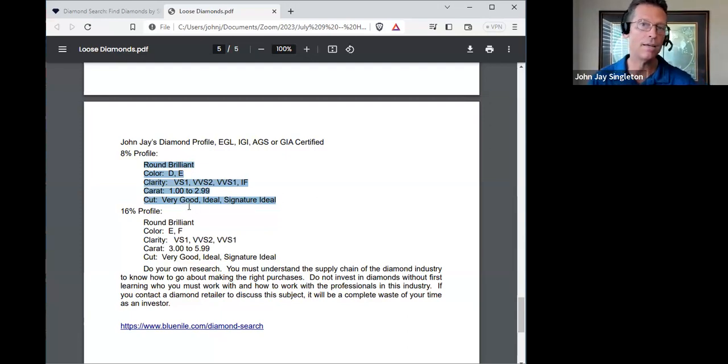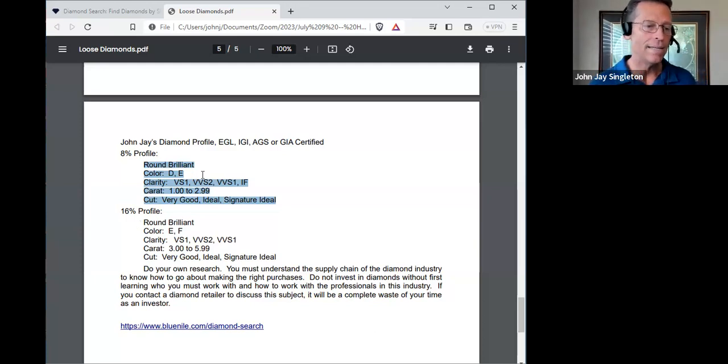Now, I like 8%. If I'm going to have diamonds in my savings, let's call it my precious metals, my cryptos, and my loose diamonds, in my cash, my 8% profile is going to be a larger portion of my portfolio or my holdings or my savings than the 16%. Now, the 16% sounds attractive, right? I'm going to make more money. But again, like anything else, it's higher risk. So you have to decide how you want to do this.